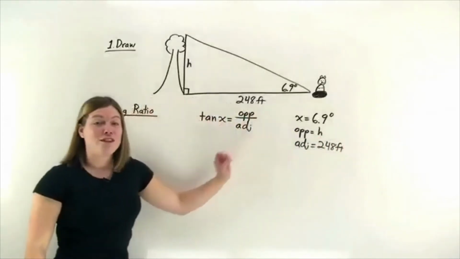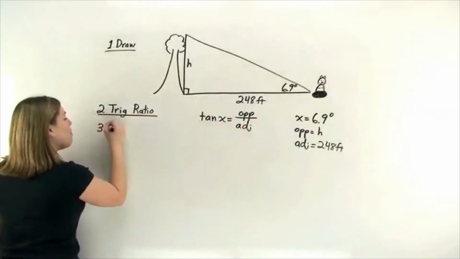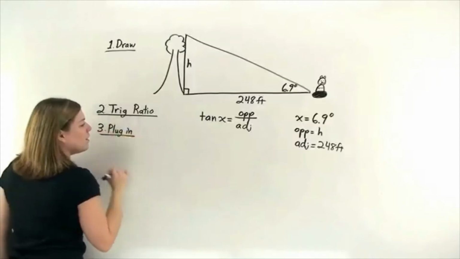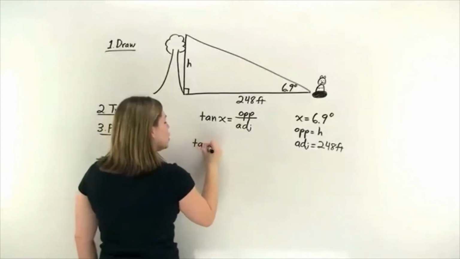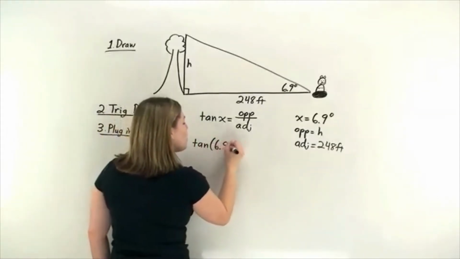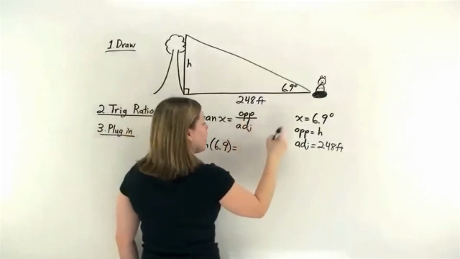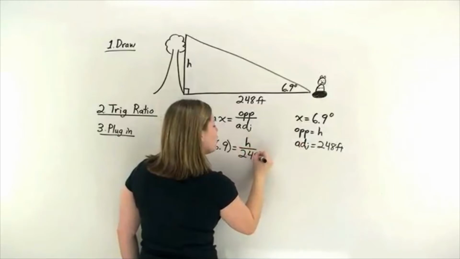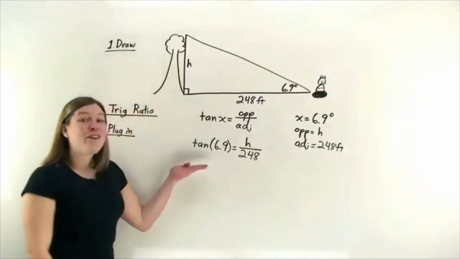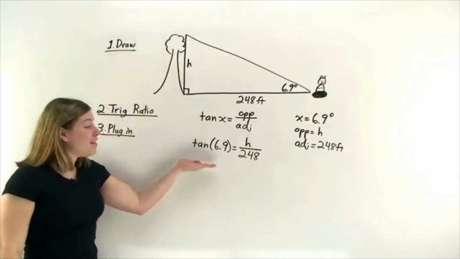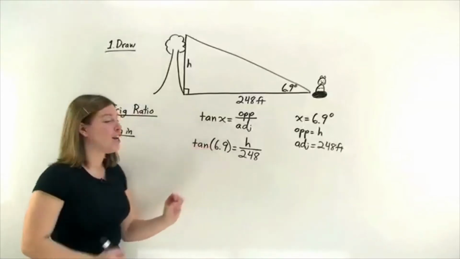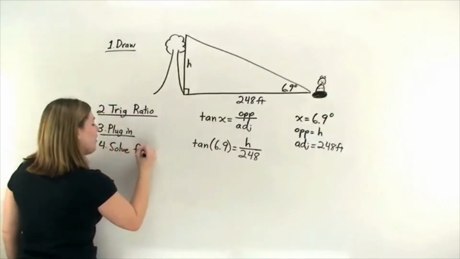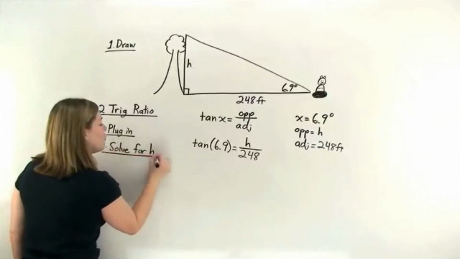Now that we have all this information, let's go ahead and plug it in to that tangent ratio and see what we get. So we end up with tangent of 6.9 degrees is equal to the opposite side, which is h, over the adjacent side, which is 248 feet. And now look at what we have. With this equation, we could solve for h and figure out what h, that height, is equal to. So let's go ahead and solve this equation for h.